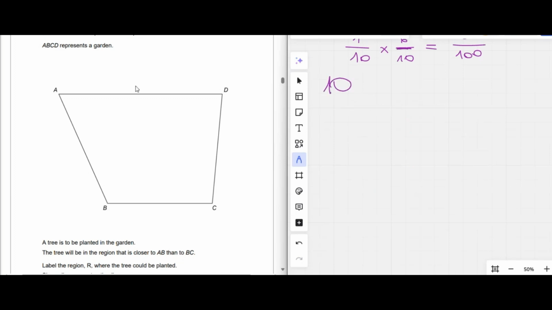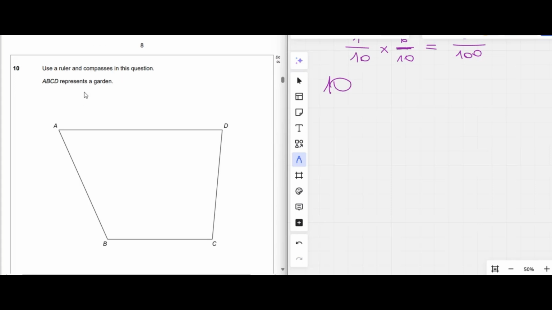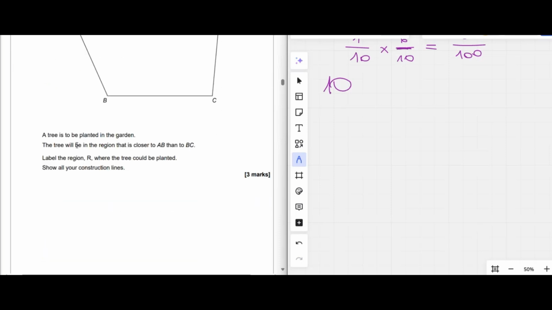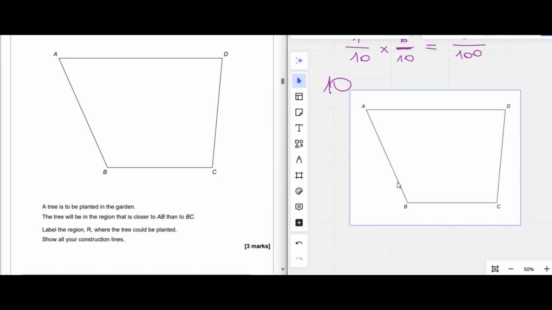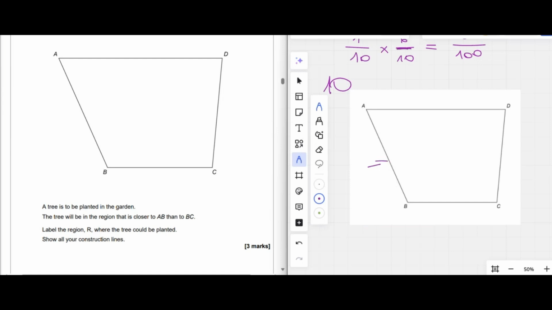In question 10, we should use a ruler and compasses. A, B, C, D represents a garden. A tree is to be planted in the garden. The tree will be in the region that is closer to AB than to BC. So if the tree should be closer to AB than BC, we need to find a bisector of this angle.